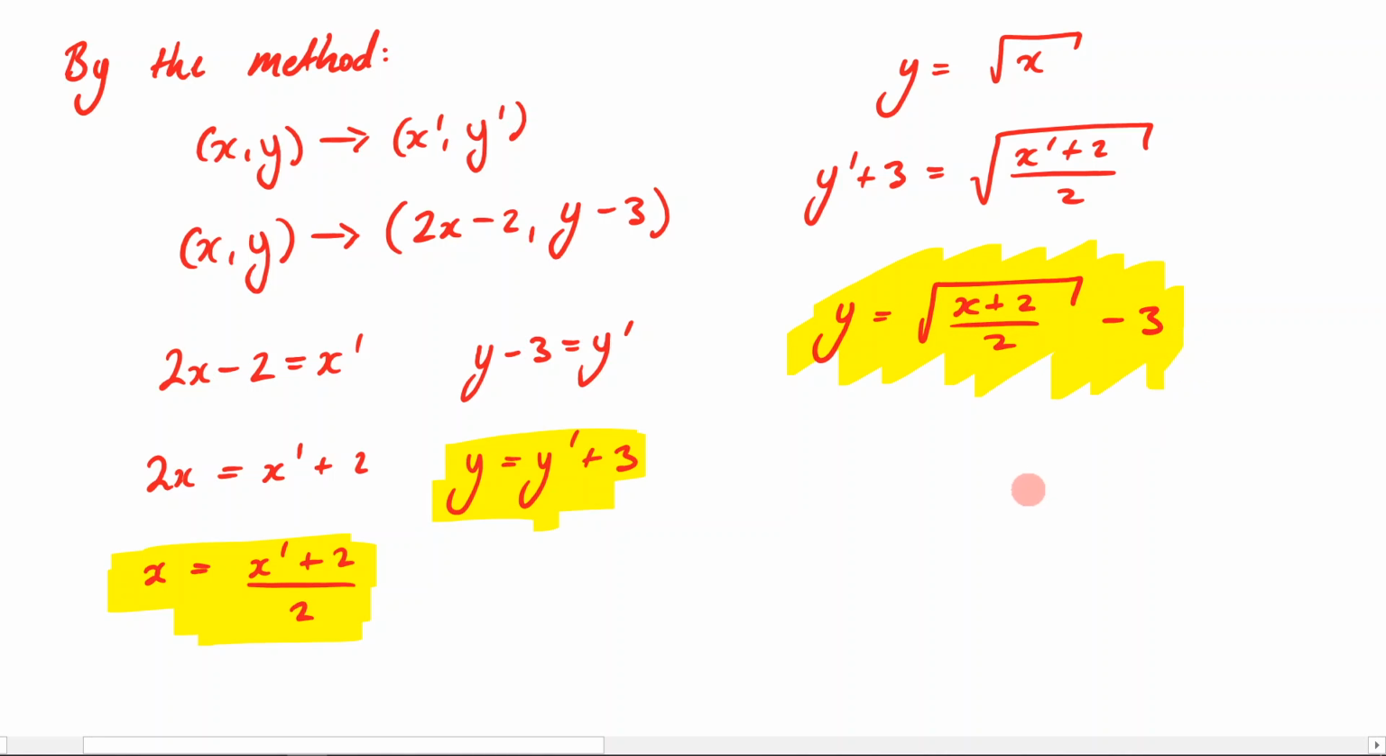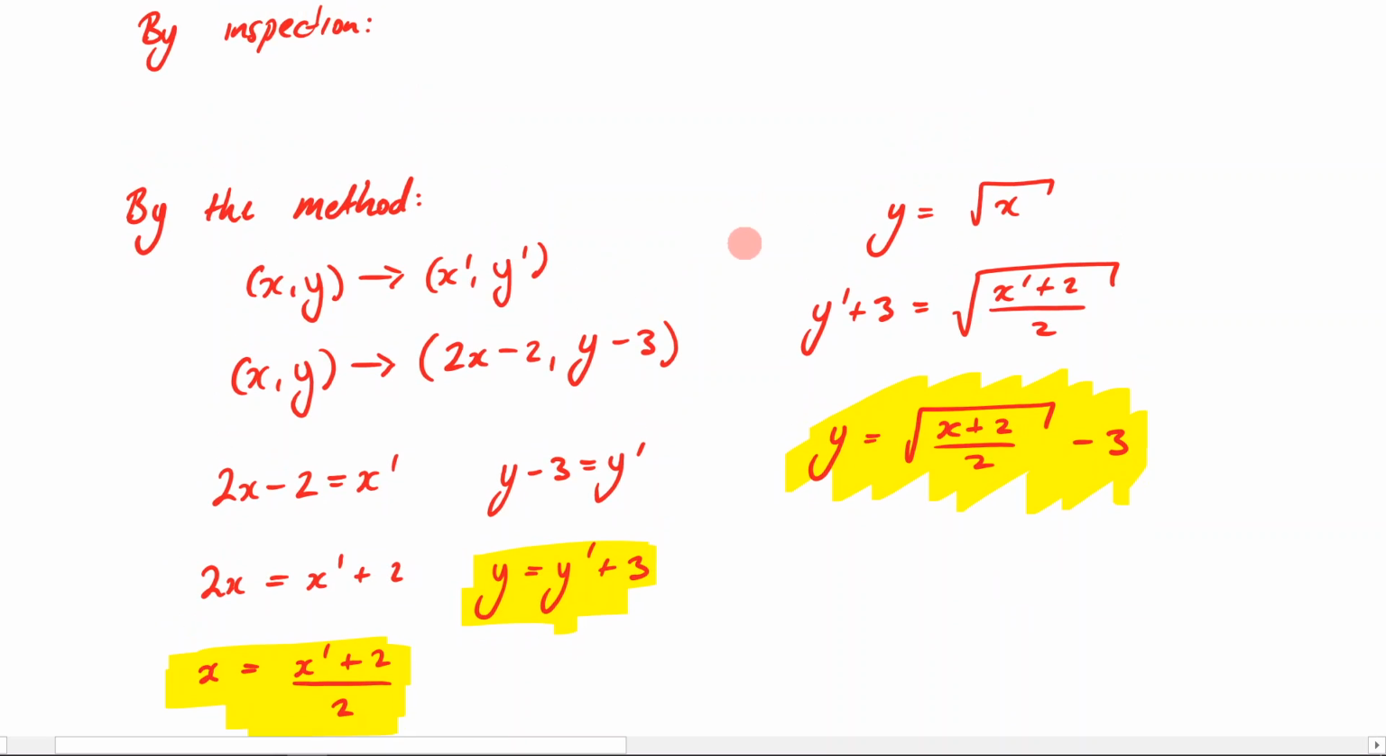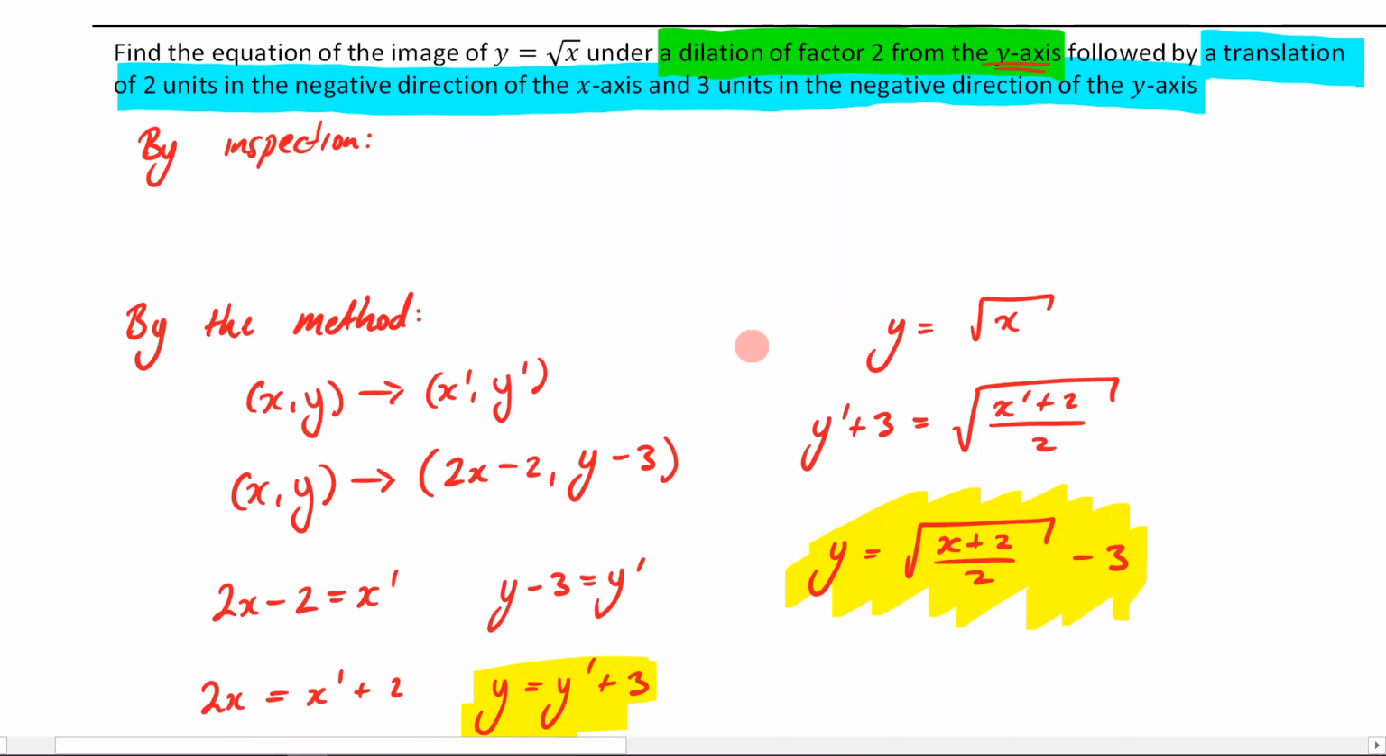Okay, let's now talk about how we would do this by inspection, and specifically why the fact that it's dilated from the y-axis makes it just a little bit more tricky. So if we were doing it by inspection, you would begin by saying, all right, I have this as my original. If I'm dilating it by a factor of 2 from the y-axis, that means into the x spot right here, I substitute in the reciprocal factor, so the reciprocal of the factor that I'm dilating by, so it's going to be a half x.